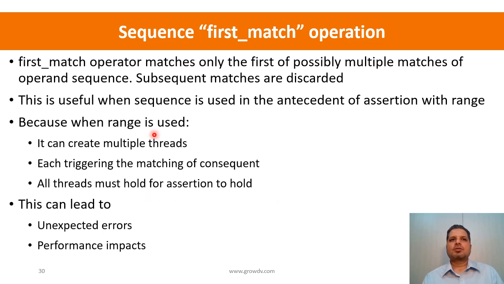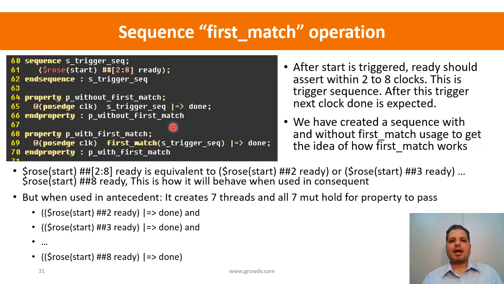Because now that might not have been your intent, it can lead to two things. One is that sometimes it can lead to unexpected errors, and second is that there can be a performance impact, and both of them can be avoided using first match. So let's understand by taking an example.